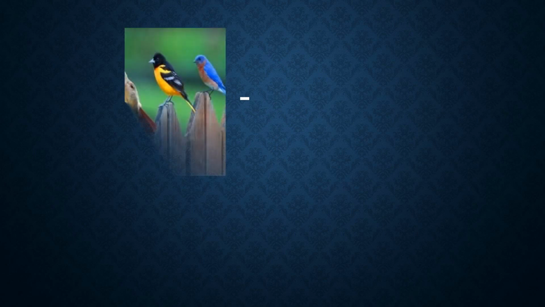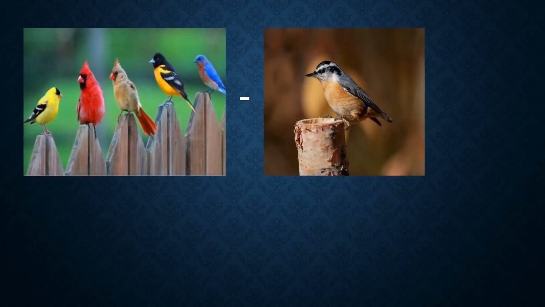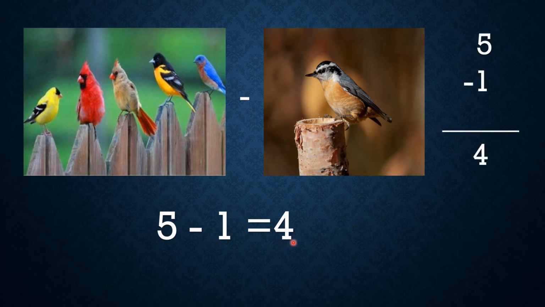Now let's see another sum. Here 5 birds are sitting. If one bird flies away, how many remain? If 5 are there and one bird flies away, then 5 minus 1 is equal to 4. This is the horizontal way. And 5 minus 1 is equal to 4. This is the vertical way.